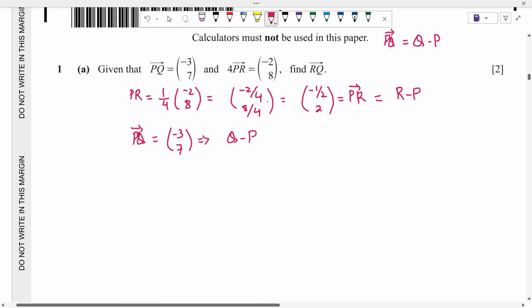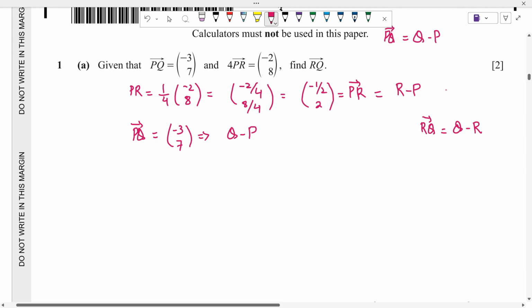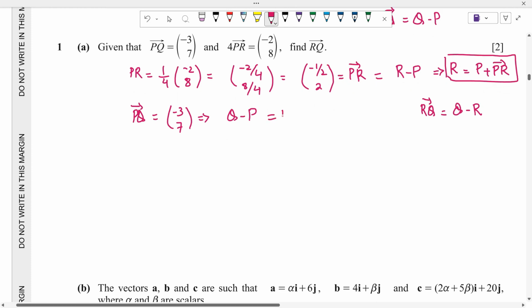Okay, now we need to find the RQ, which is equal to Q minus R. This is Q minus P and this is R minus P. So we get the value of R. Here R is equal to P plus PR. And further solving, we will have Q is equal to P plus PQ.